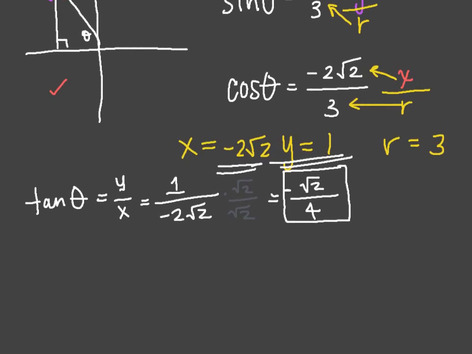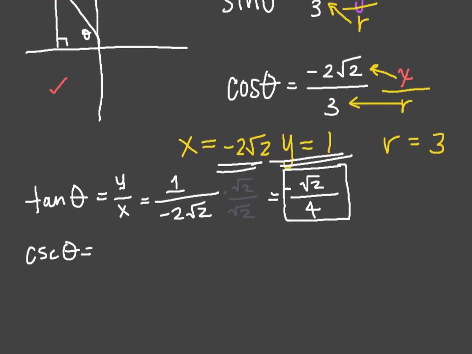So let's do the reciprocal of sine. Cosecant of theta is going to be the 1 over 3 flipped over. So that's just going to be 3. That was quick and easy. We didn't have to do any rationalizing.